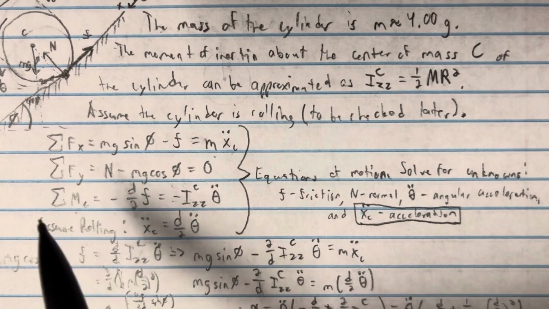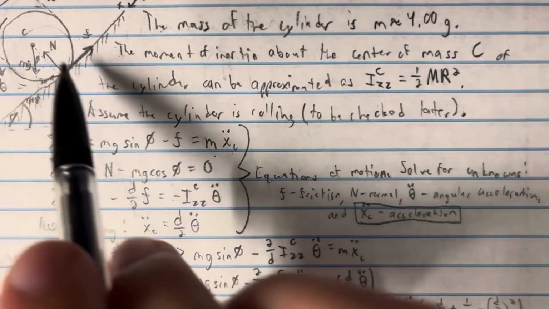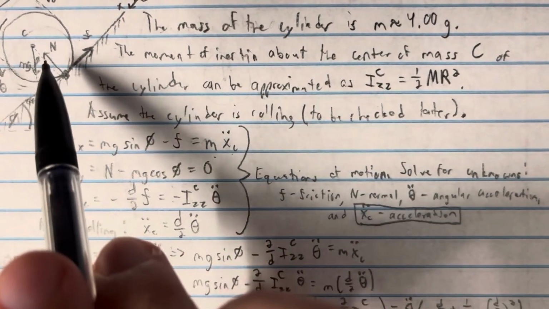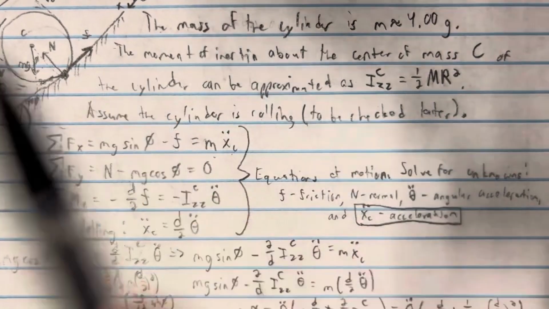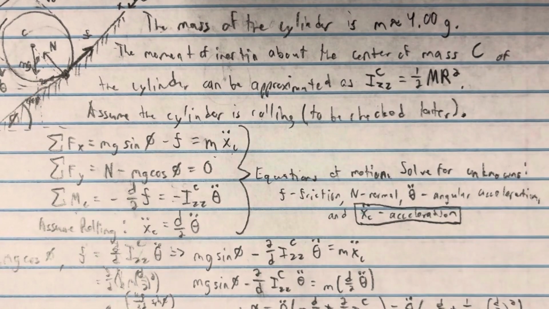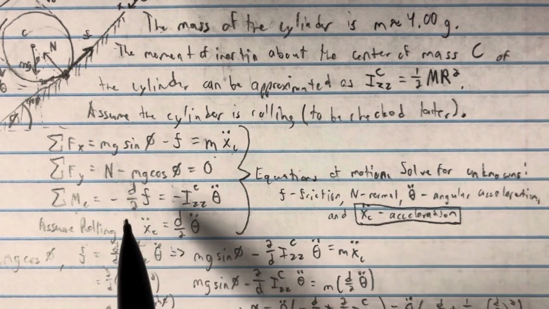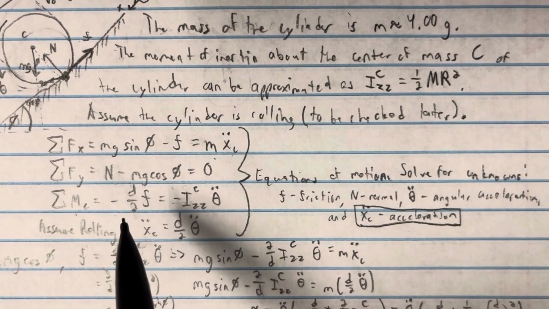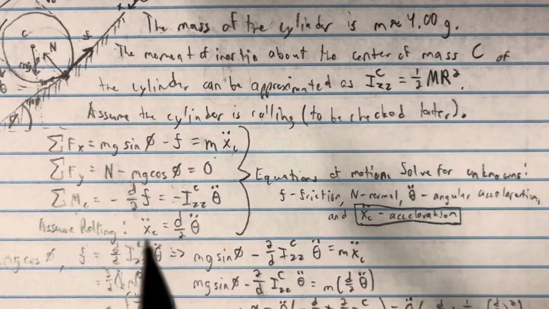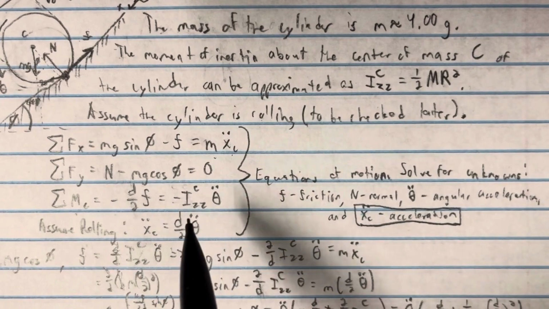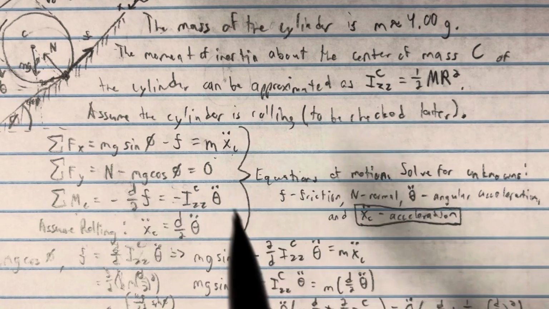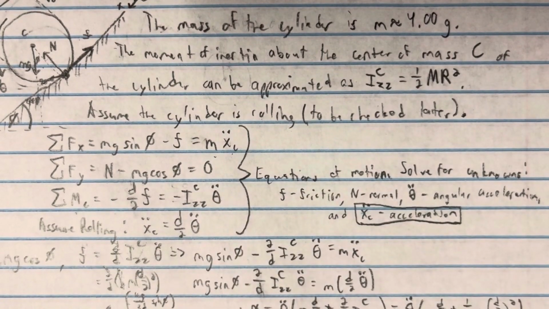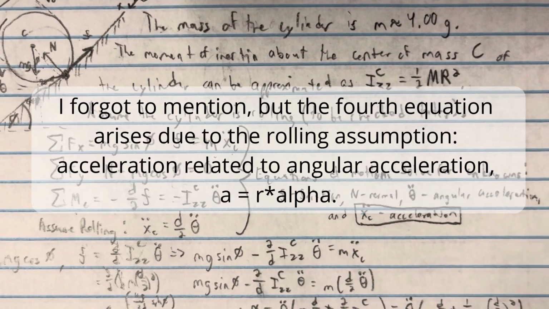Last, the sum of the moments about the center of mass. There's only one force that's not directly on the center of mass, that being the friction. So if you do R cross F, to determine the moment of friction, which we have as negative d over 2 times F, that must be equal to the moment of inertia of the object times its angular acceleration, which we call theta double dot. The negatives are just for the sign, since we're rolling opposite of the positive z-axis.